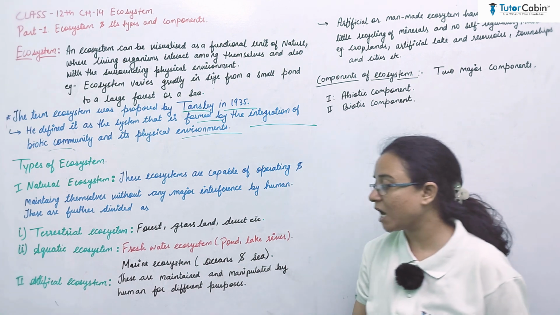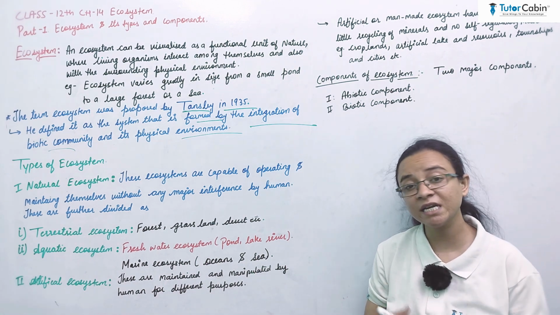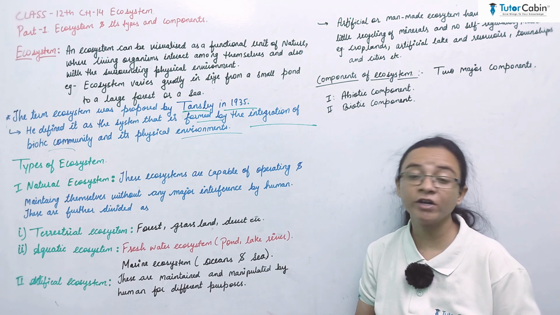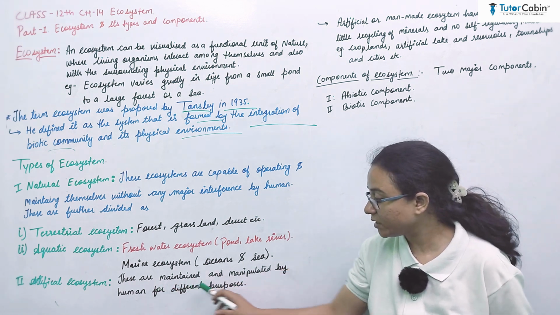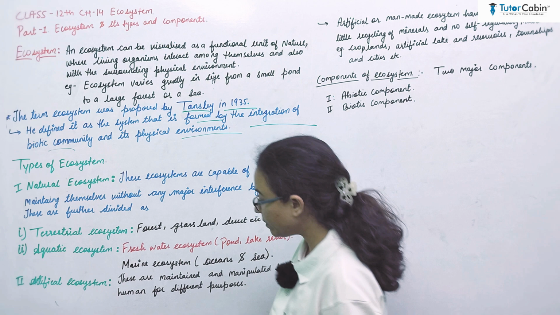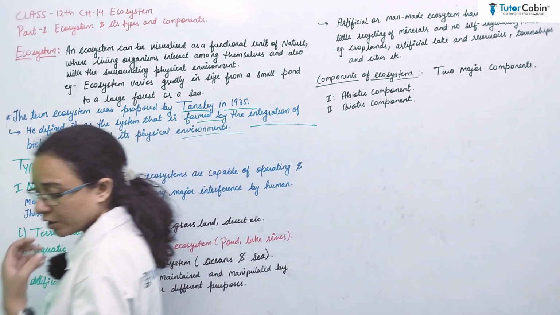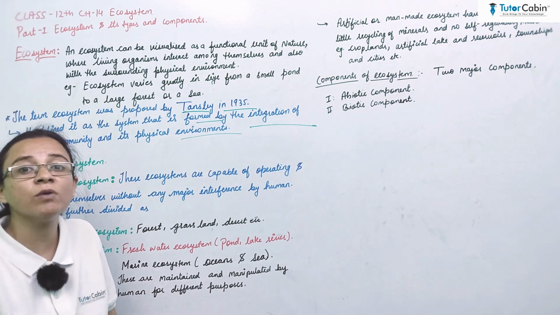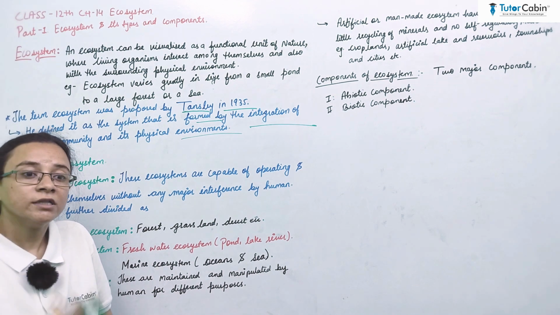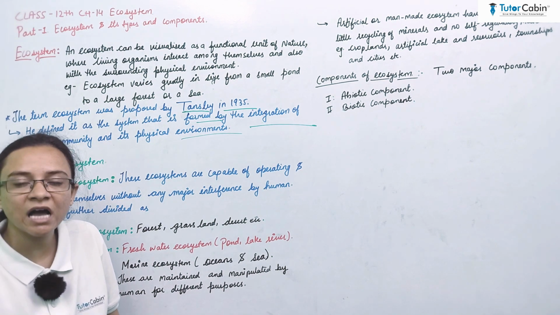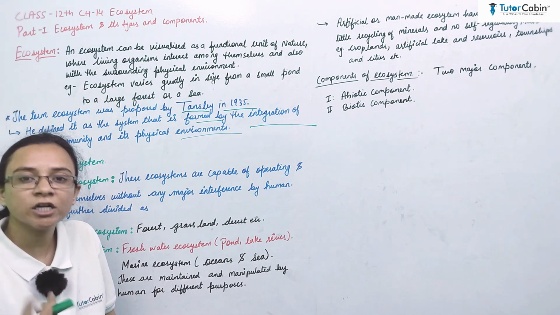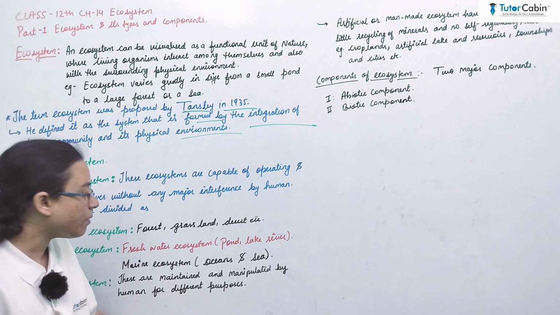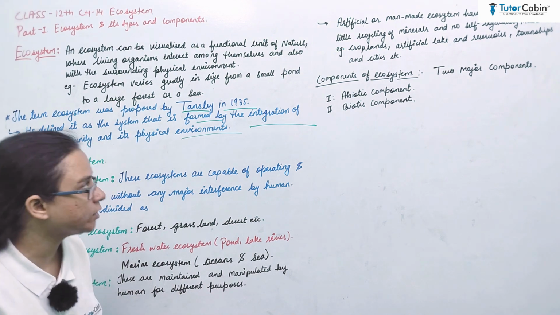Artificial ecosystems are those ecosystems which are maintained and manipulated by human beings for different purposes. According to their need and requirement, humans form the ecosystem, because they want to reserve some animals, they want some production. That's why they form an artificial system, known as an ecosystem.